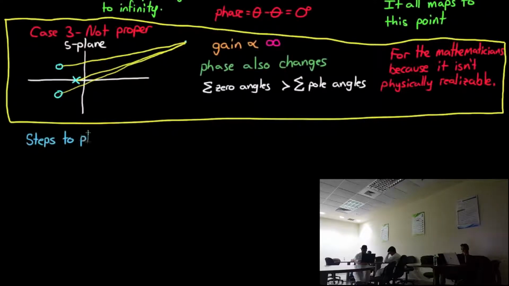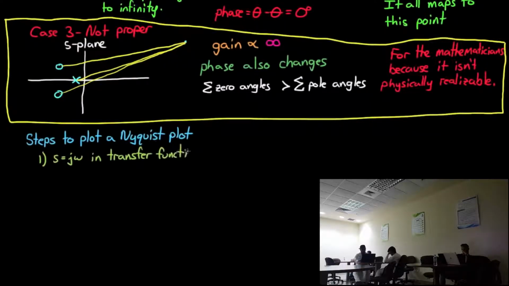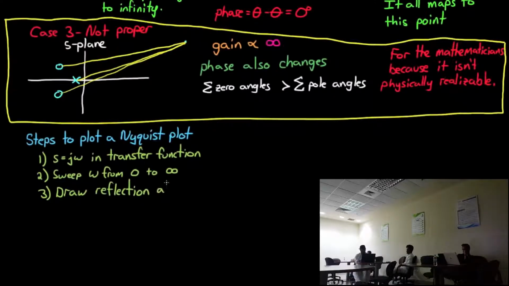So after all of that, let's go through the steps to generate a Nyquist plot. First, replace s by j omega in your transfer function. Second, sweep omega from 0 to infinity and plot the resulting complex numbers in the W-plane. And then finally, without picking up your pencil, draw the reflection about the real axis to account for the negative omegas.